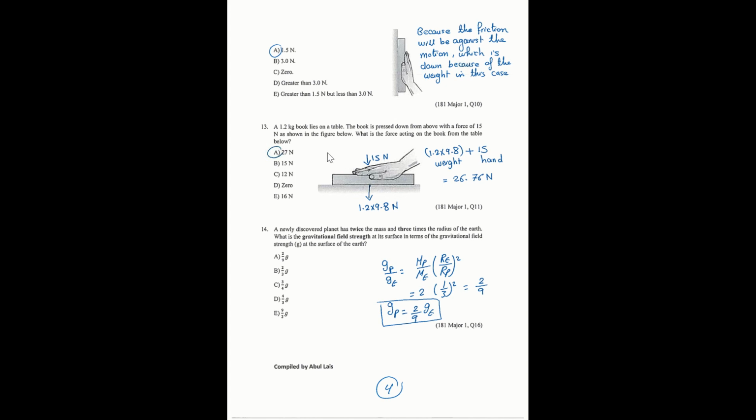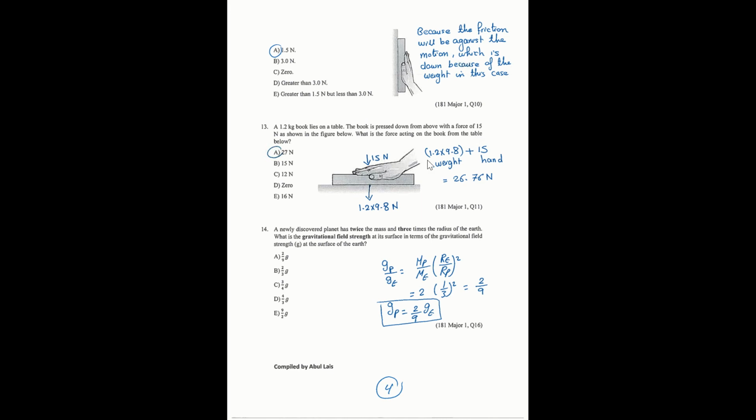Now in problem number 13, it says that a 1.2 kilogram book lies on a table. The book is pressed down from above with a force of 15 newtons as shown in the figure below. What is the force acting on the book from the table below? So here we have a 1.2 kilogram book. So what is the weight of the book? It's 1.2 times 9.8. Now there is another force, which is the force from the hand, which is 15 newtons.